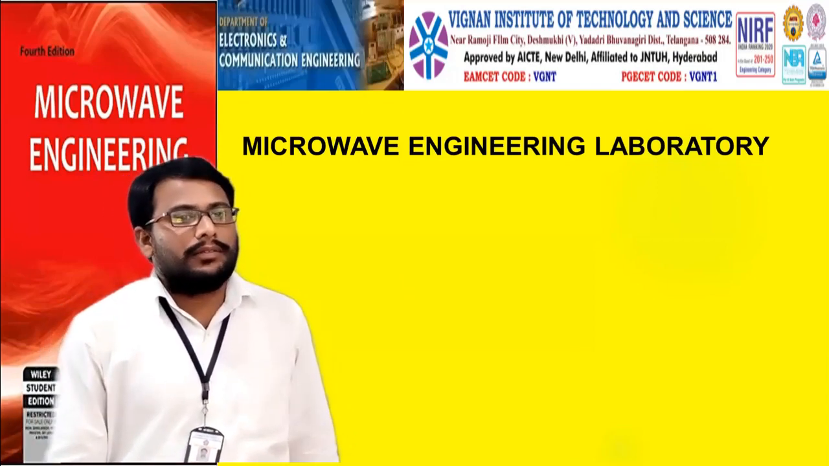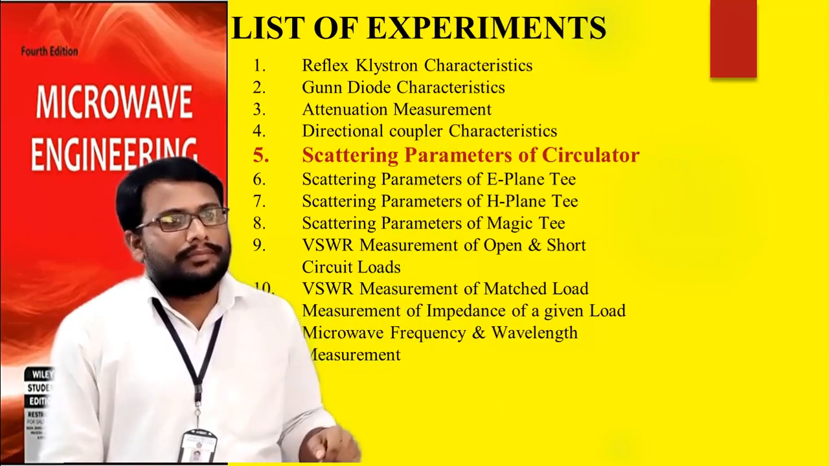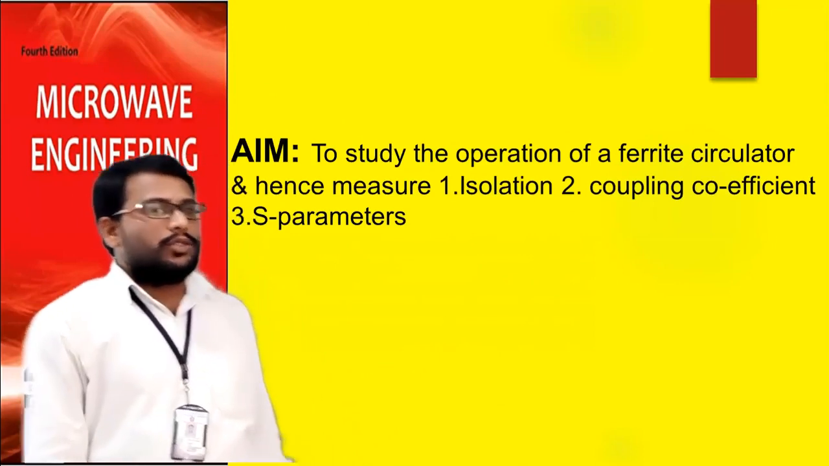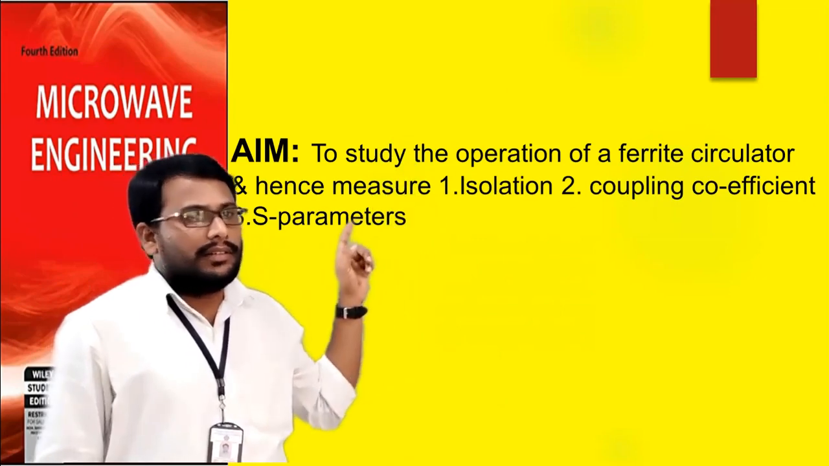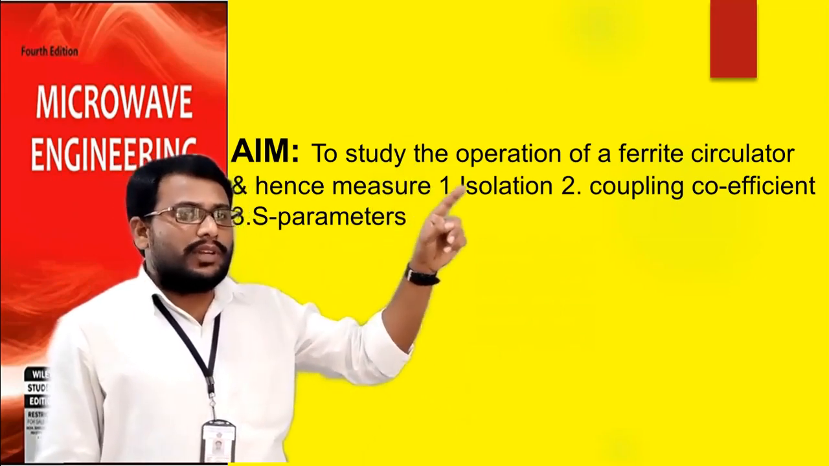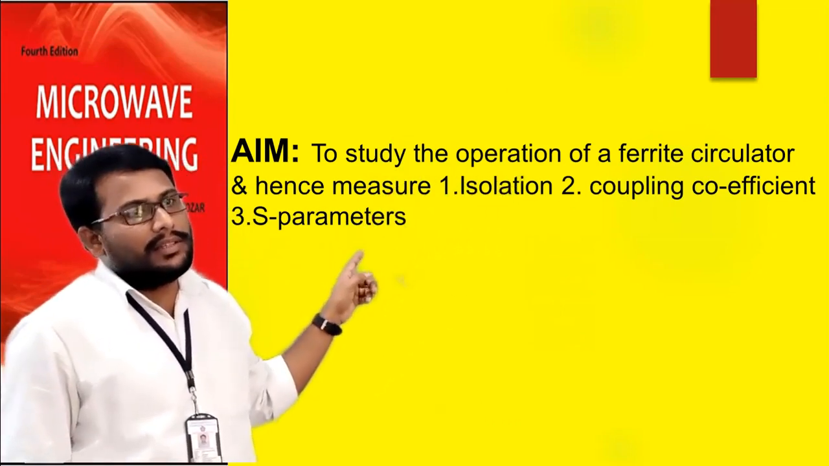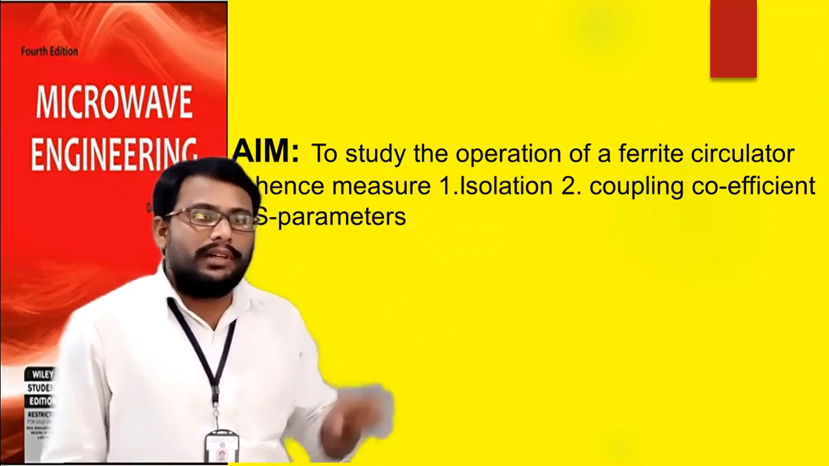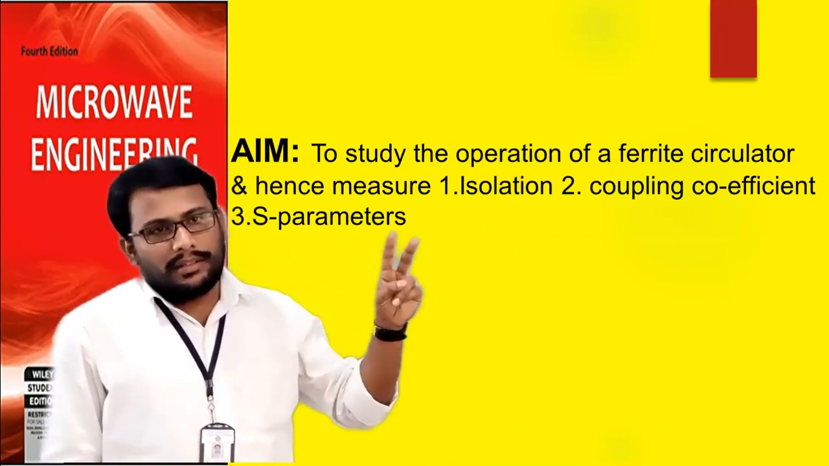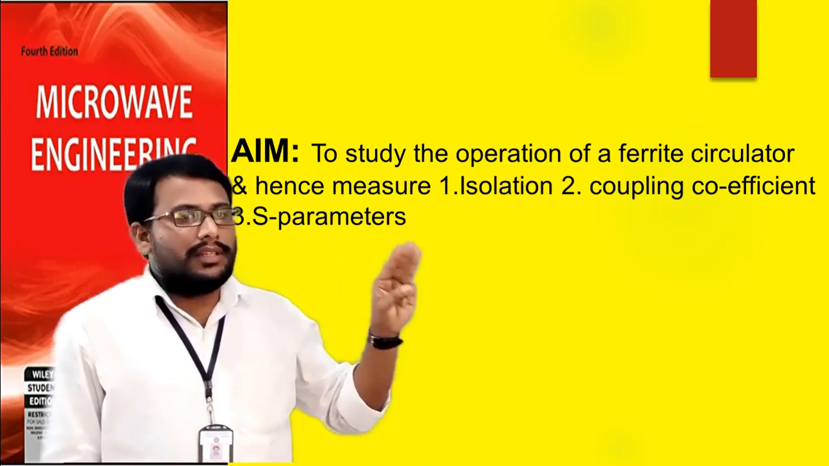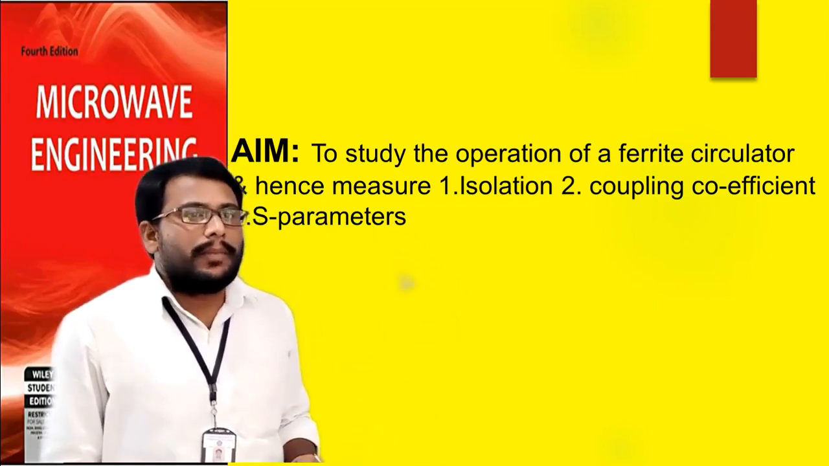Today's experiment is scattering parameters of a circulator. The name of the experiment is to study the operation of a ferrite circulator, hence measure the first one, isolation, the second thing, coupling coefficient, and the third, S parameters. So you have to perform these three parts.